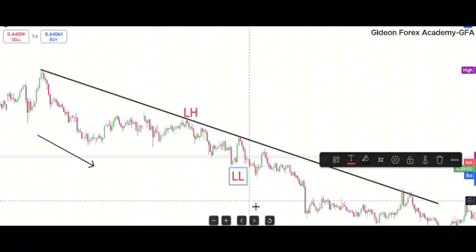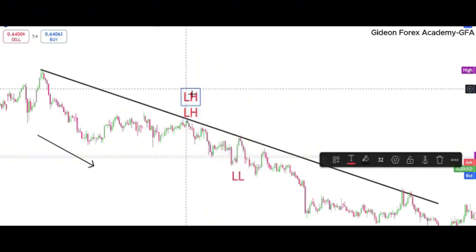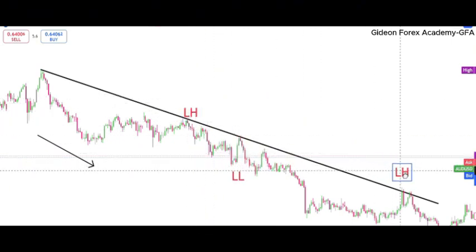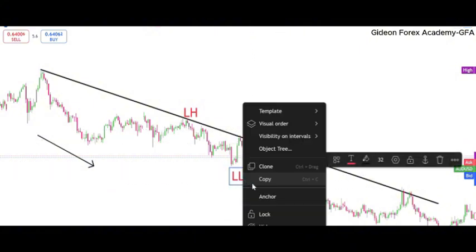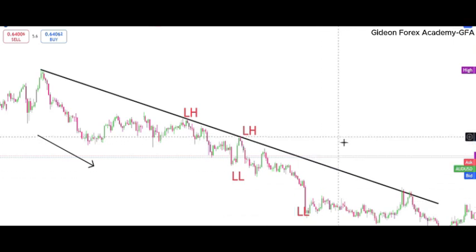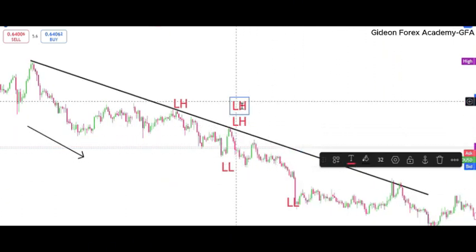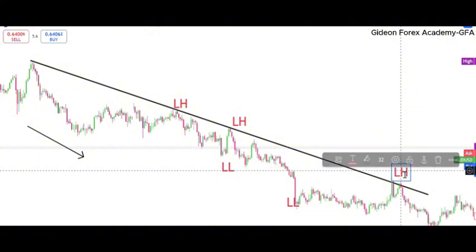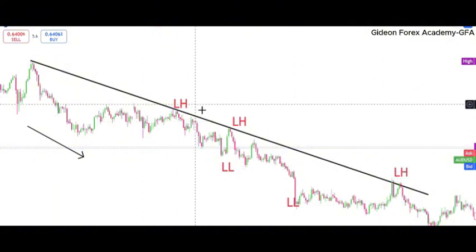That would be a lower low and that would be another lower high right there. And that would be another lower low right there. Typically the market forms lower highs and lower lows as it moves in a downtrend. So in this downtrend, you are looking to sell.